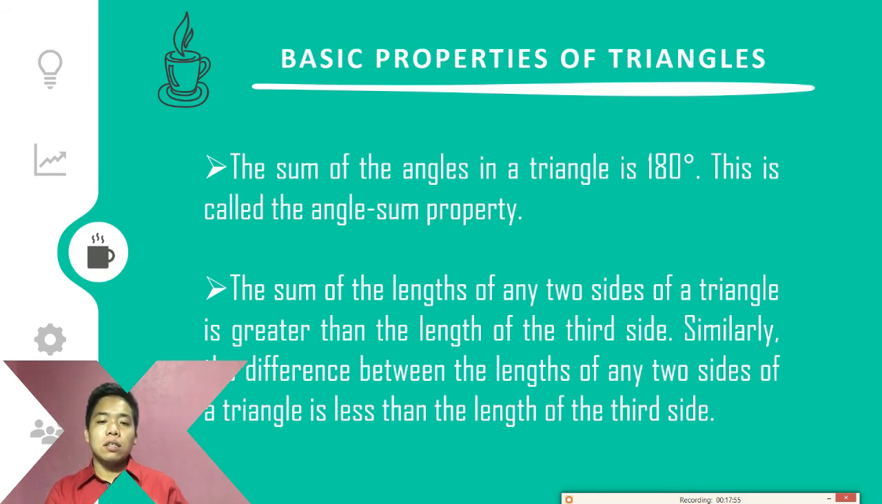Okay? The sum of the lengths of any two sides of a triangle is greater than the length of the third side. Similarly, the difference between the lengths of any two sides of a triangle is less than the length of the third side. So, if you're given only measures of sides and you're not given the triangle, you can always check if the measures form a triangle using this property.